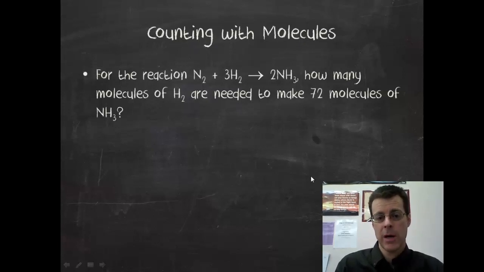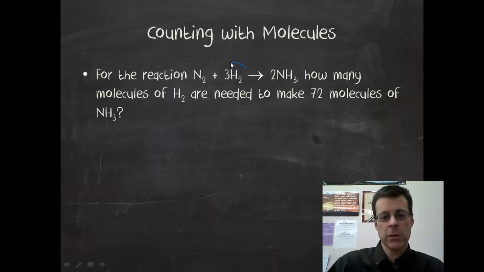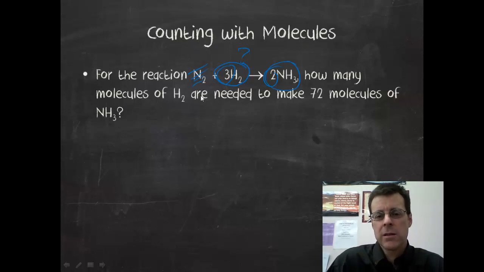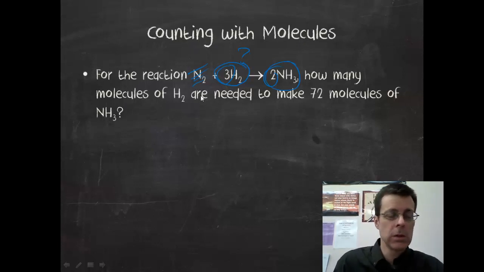So taking this reaction, how many molecules of hydrogen do you need to make 72 molecules of ammonia? Now, what you need to know is that here's what I'm looking for, here's what my target is, and also here's the recipe. 3 hydrogens are going to make 2 ammonias. Now, of course, in order to do that for real, I would need the nitrogen, but for the purposes of this question, I could ignore it. How many sandwiches could I make from 10 slices of bread? Nobody asked if I was using bacon or bologna or anything else.